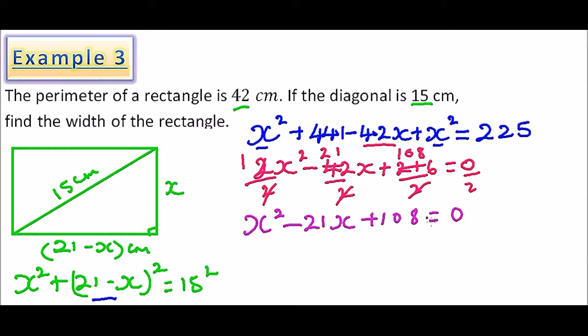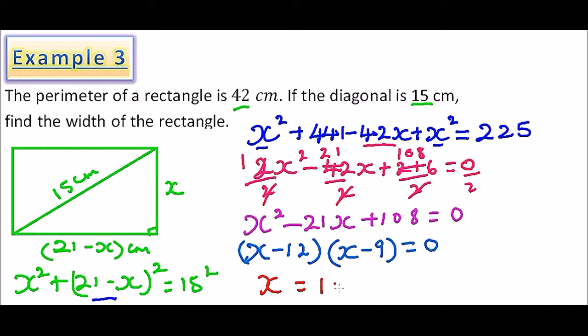We can now solve the quadratic expression, and this will give us the factors (x minus 12) and (x minus 9) is equals to 0. So we can now say our x is equals to 12 or 9.